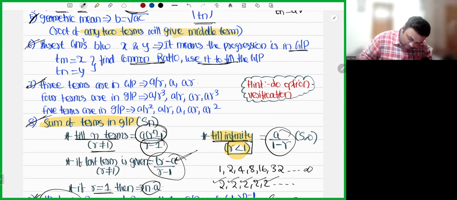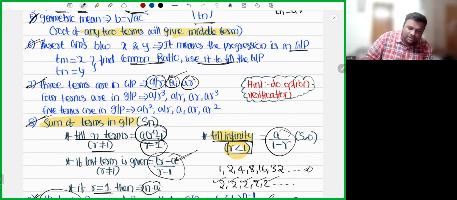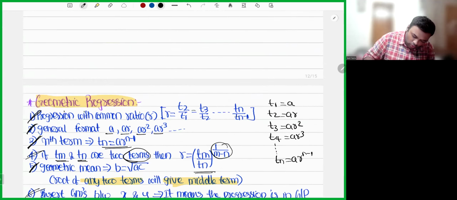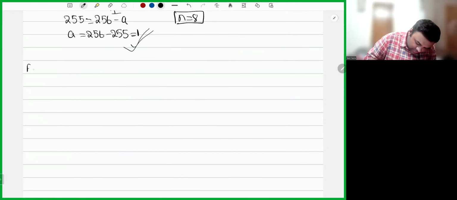Now see this point number 7. If 3 terms are in GP, those 3 terms will be A by R, A and AR. The middle term will be A. Why like this? If you multiply these, R will get cancelled and you will be left with A. Now see how the question will be asked.